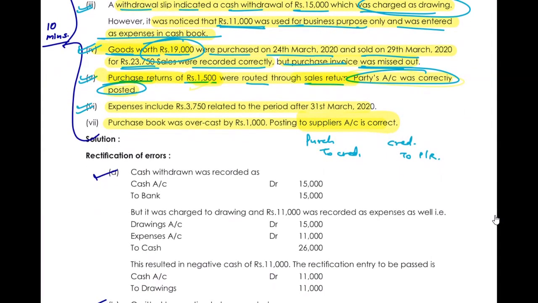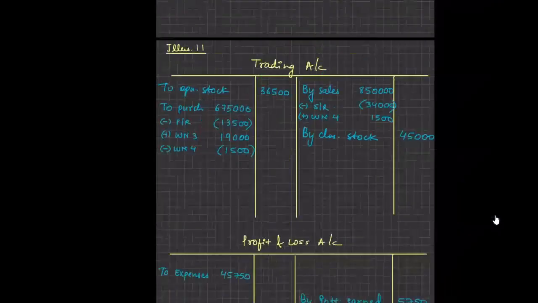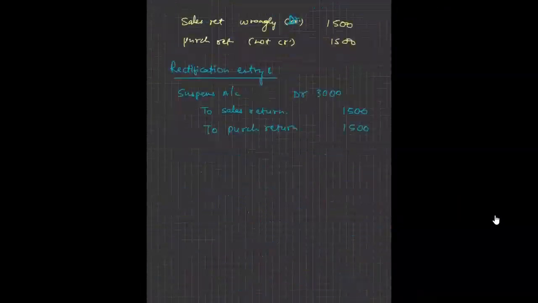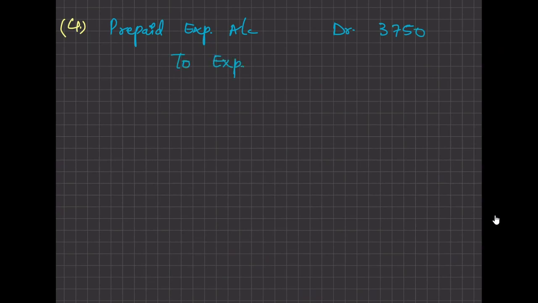Coming to the point number 6. So they are saying the expenses include 3750 related to the period after 31st of March 2020. So this is nothing but the prepaid expenses. And if it is a prepaid expenses, it cannot be considered into current year. So what entry we should do for the prepaid expenses? So for that, we'll post an entry that would be prepaid expenses account debited with 3750 to expenses account with 3750.